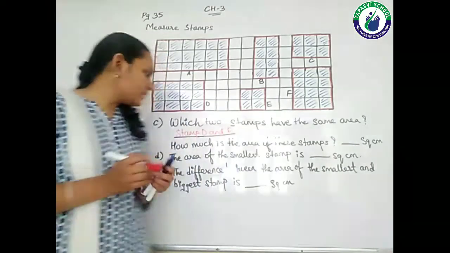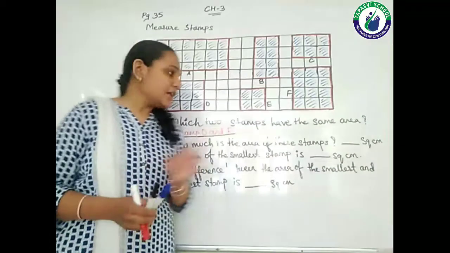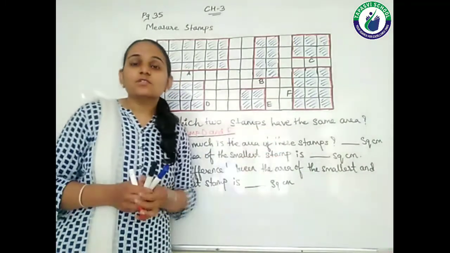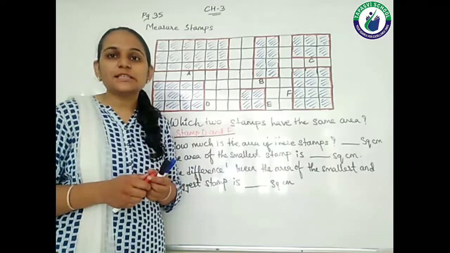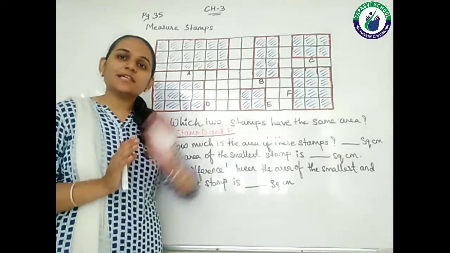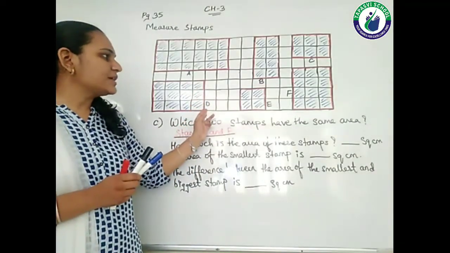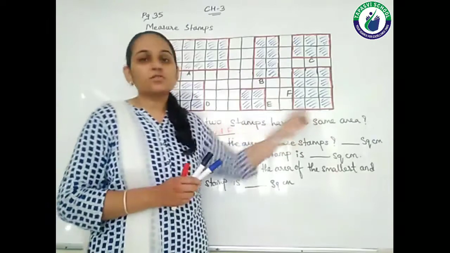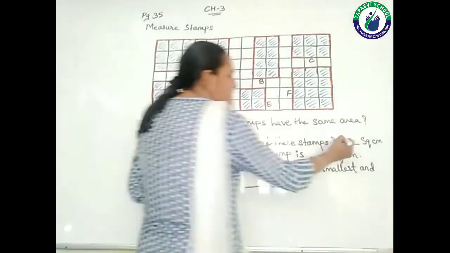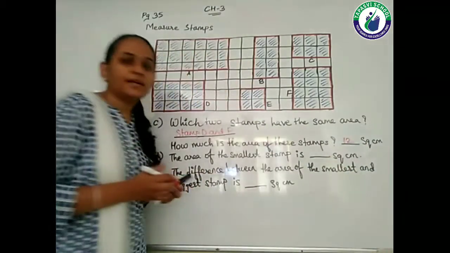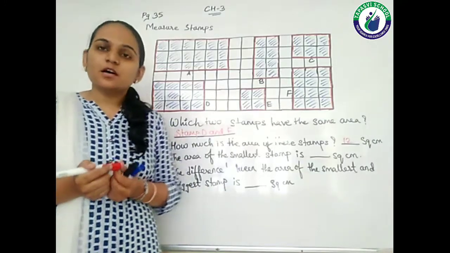Now next question is, how much is the area of these stamps? So we need to just tell the number of squares that are being used in that stamps. So that is the only answer for the area. Before a few minutes we have seen that there are 12 squares in this. This also has 12 squares. So total area of these stamps is 12. Right? The number of squares they are using, that will be the answer for area.